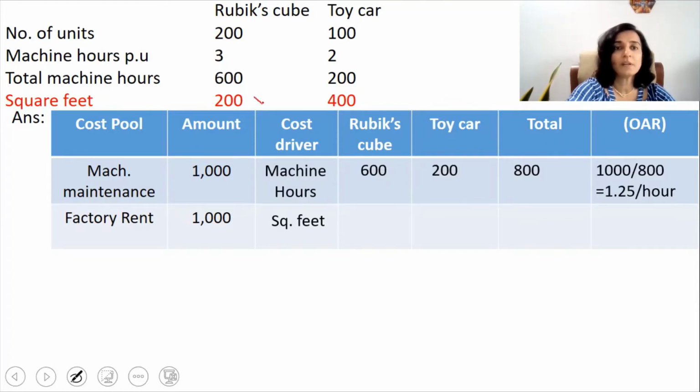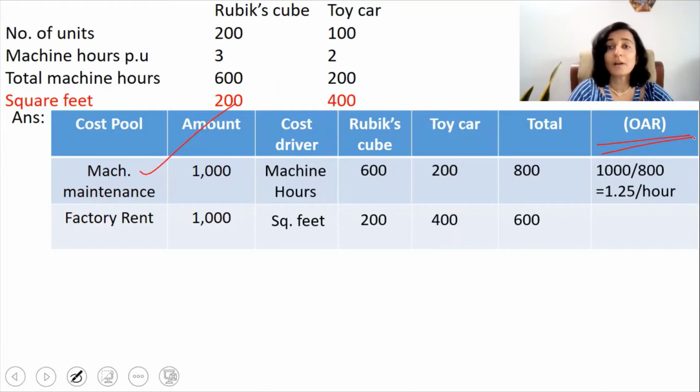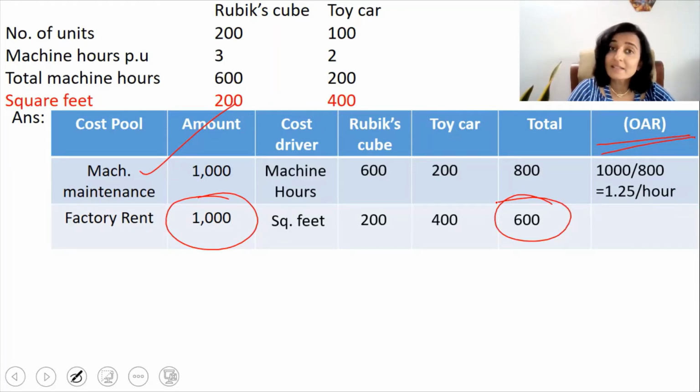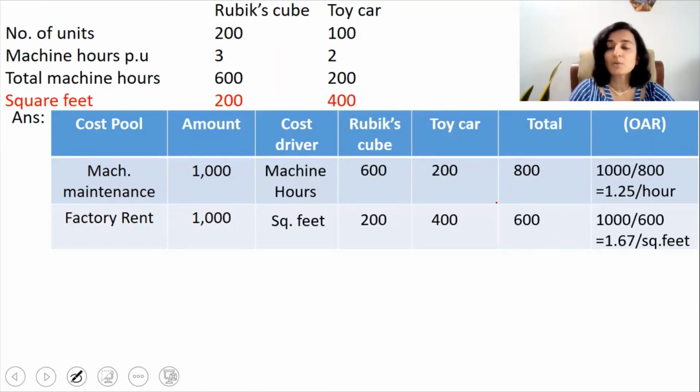The square feet occupied by the Rubik's Cube is 200 square feet. And for the toy car, it is 400 square feet, giving a total of 600 square feet. That is 200 plus 400. So just like we did for machinery maintenance, again, we are supposed to calculate the overhead absorption rate. So it is $1,000 divided by 600 square feet. So what is the overheads per square feet? It is 1,000 divided by 600, which gives an amount of $1.67 per square feet.